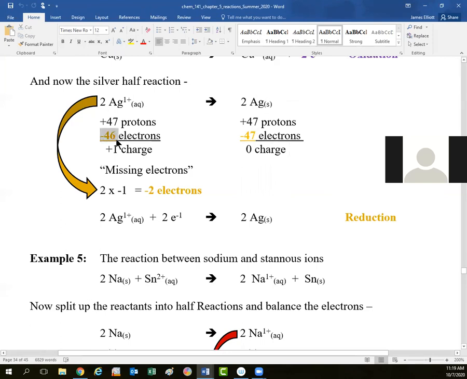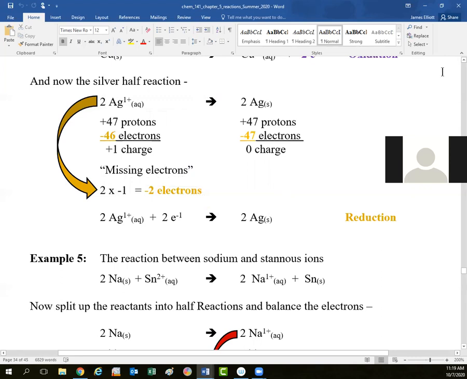We only started with 46. And so there's an electron missing for each of those silver ions. And that needs to be added back into the equation. But remember, that's for each of the silver ions. There's a second one, 2 of them altogether. So twice the number of electrons missing. So 2 electrons in total.